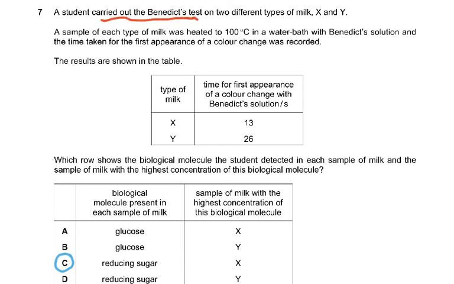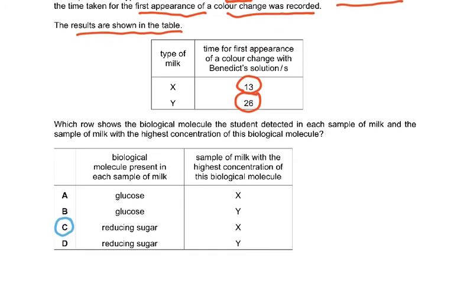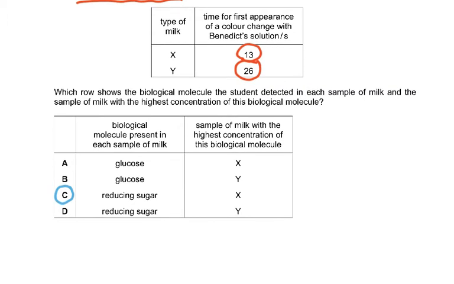A student carried out the Benedict's test on two different types of milk, X and Y. A sample of each type of milk was heated to 100 degrees centigrade in a water bath with Benedict's solution. The time taken for the first appearance of a color change was recorded. The results are shown in the table. Type of milk X, Y, time for the first appearance 13 seconds, second appearance 26 seconds. So one took lesser time and the other took longer time. Now, which row shows the biological molecule the student detected in each sample of milk and the sample of milk with the highest concentration of this biological molecule? So, biological molecule present: glucose, reducing sugar.